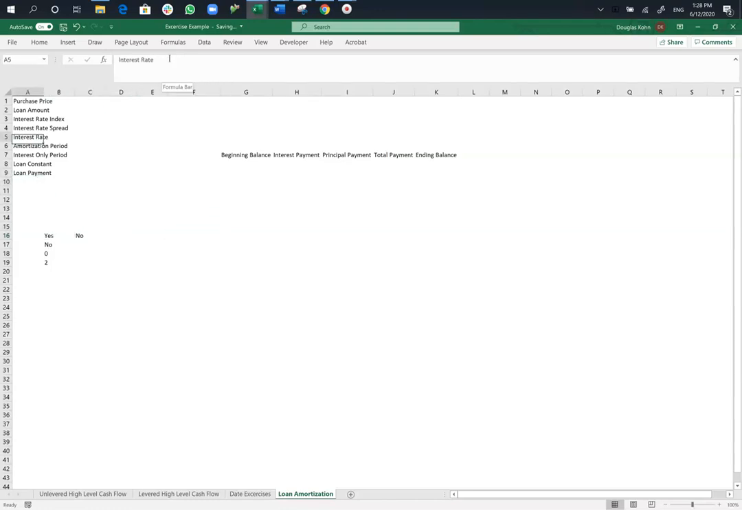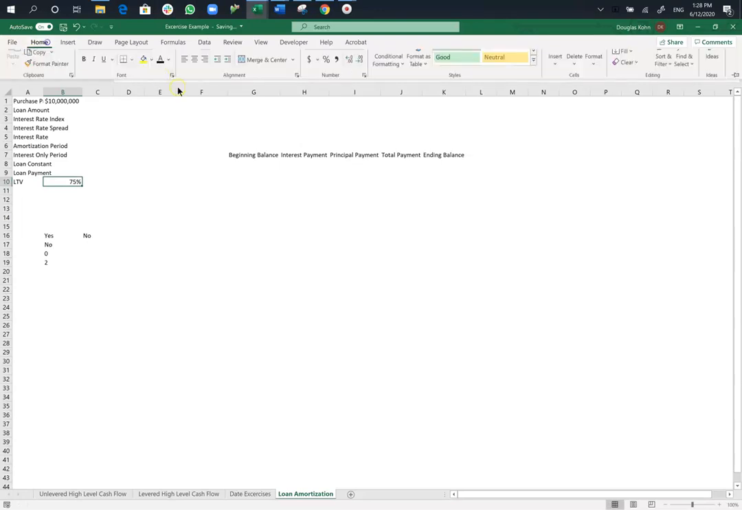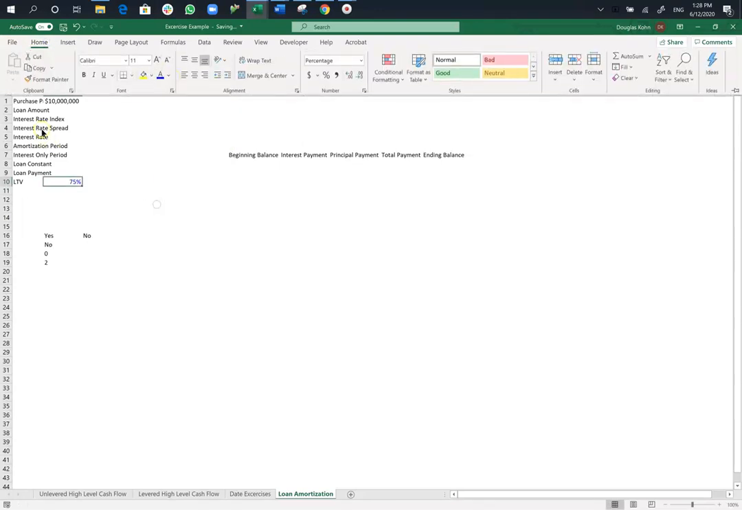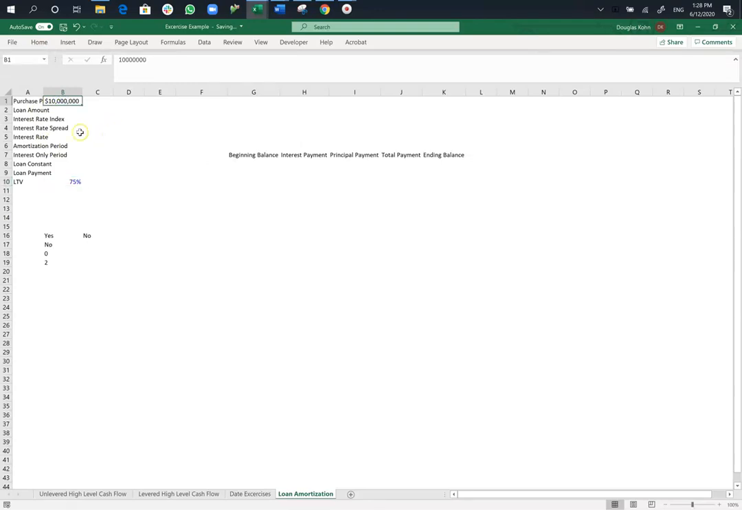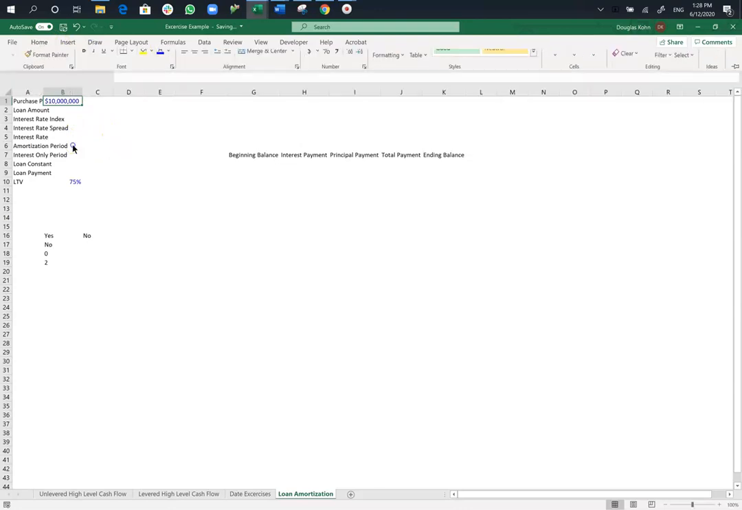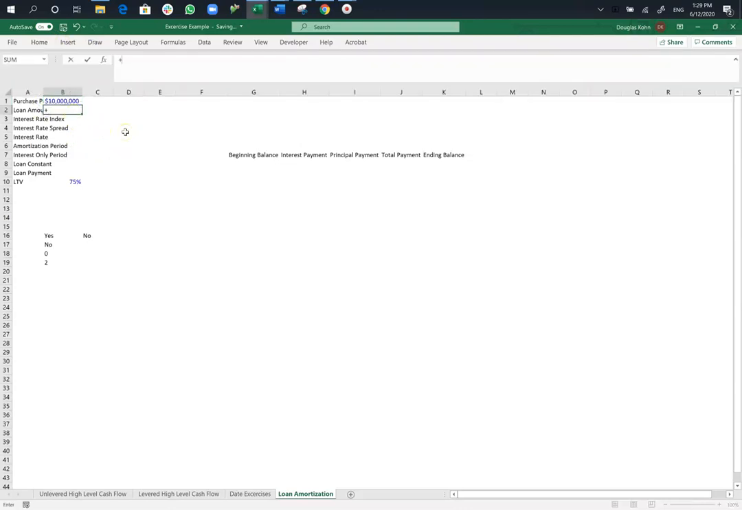Now, let's assume we're buying a building for $10 million. And we're getting a loan amount based on an LTV of 75%. Remember, hard-coded assumptions are in blue. So we're going to make that blue, make that blue. Now the loan amount is going to be in black. So we take the 10 million and multiply it by 75%, get our appropriate formatting.